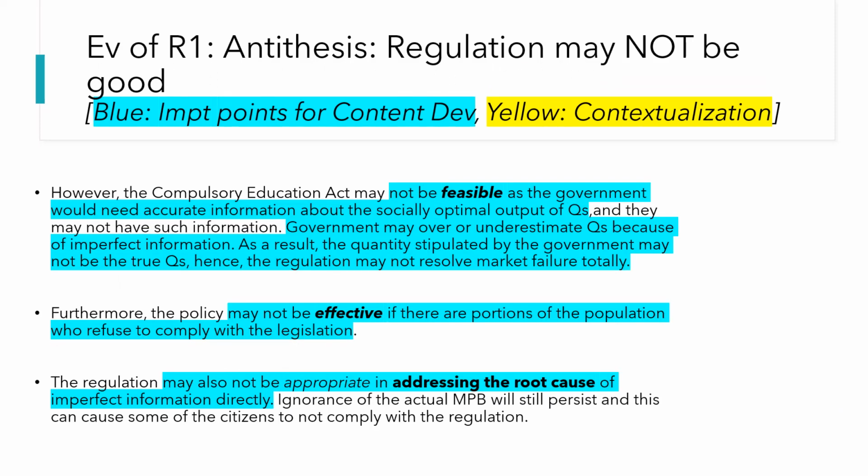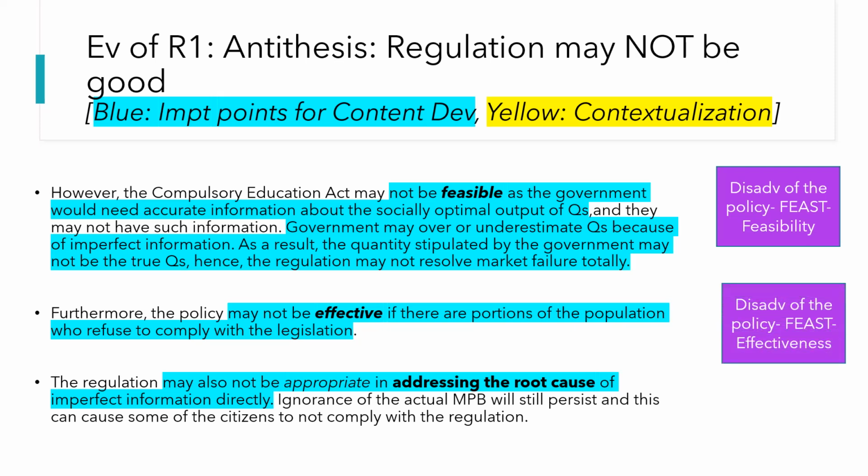Now we look at our evaluation. We look at the disadvantages. So let's use our FEAST framework. We can see that the Act may not be feasible due to the idea of imperfect information, which can lead to further market failure because we are not able to have accurate information about the socially optimal output of QS. So we could over or underestimate QS because of this imperfect information. So in the end, the quantity that the government actually stipulates is not at QS. It could be more, it could be less, and it does not resolve this market failure.